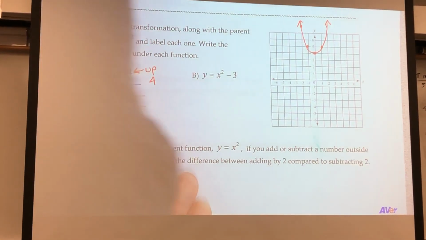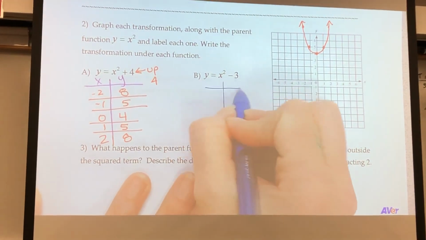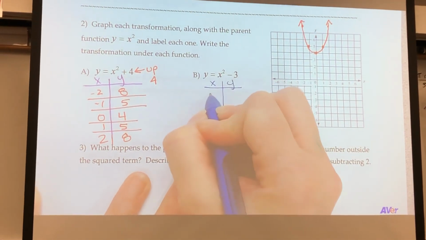So if I want to do my next one, and notice what's going to happen, can you already predict what will happen with that -3? I hope so.